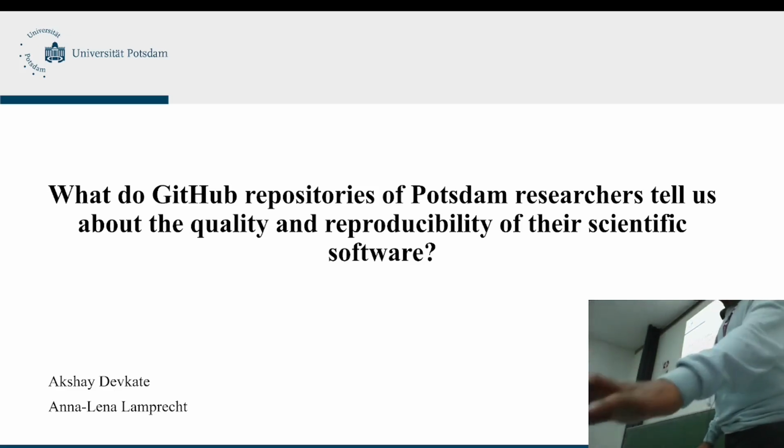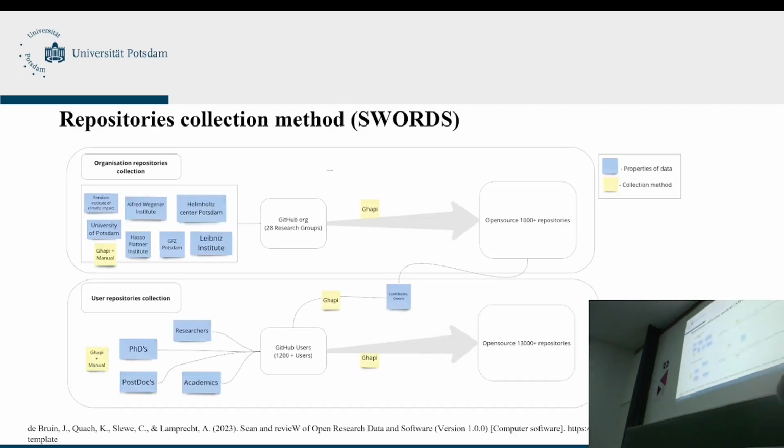We don't have a clear definition of what is a research software. So we tried a top-down approach of first collecting repositories of all the researchers. In this study, we categorize research software into two types: one is the organizational repositories, and one is the research repositories, like PhDs, postdocs, academics. So we collected repositories from GitHub organization repositories from these institutes and their research groups.